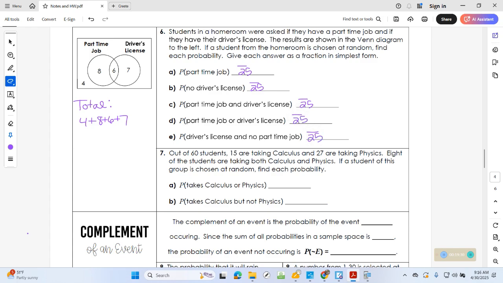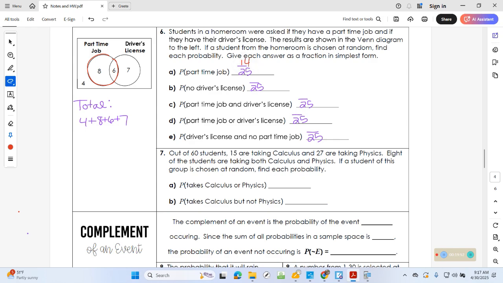Okay, now let's go with the tops. We've got to figure out the numerators. So that they have a part-time job. So this entire circle is your part-time job. How many total kids have a part-time job? 8 and 6. So total of 14.